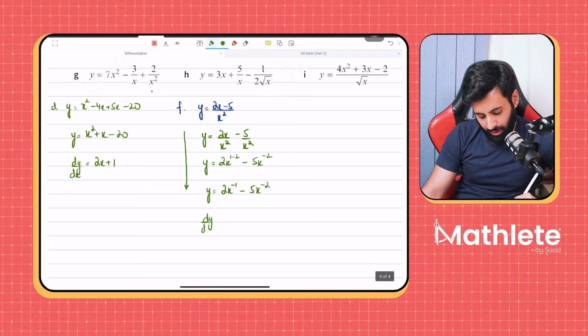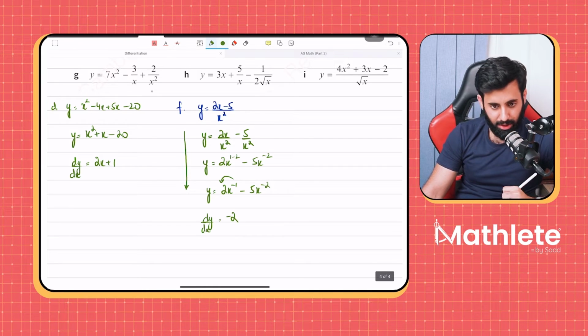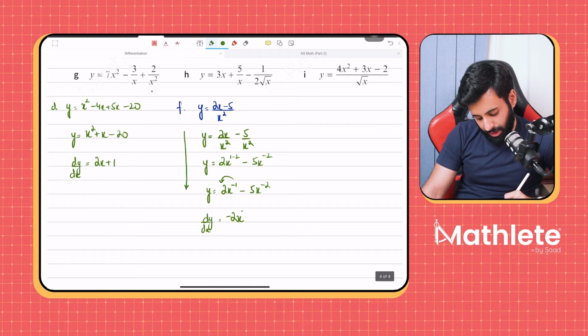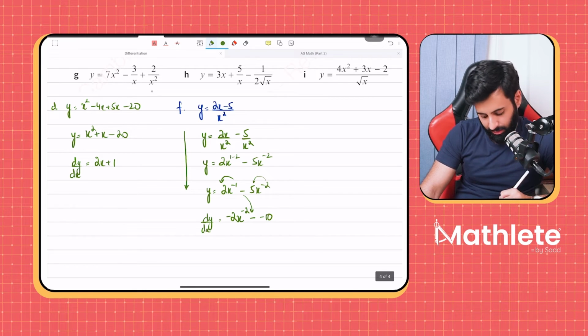So dy by dx becomes minus 1 times 2, which is minus 2. X to the power minus 1 becomes minus 2. Now this is where you have to be extremely careful. The minus sign we have comes as it is. What happens when you multiply minus 2 by 5? It becomes minus 10. And what happens to the power on x? Minus 2 minus 1 becomes minus 3.